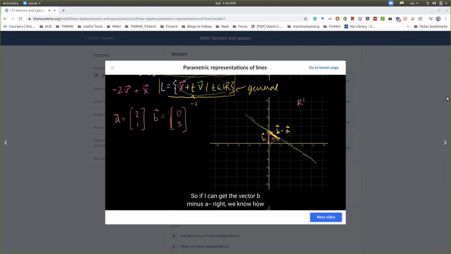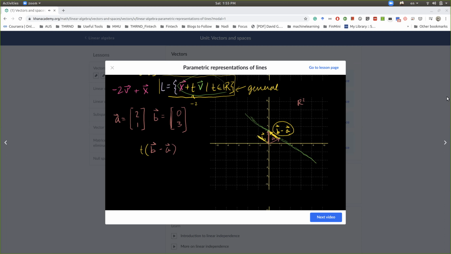So if I can get the vector B minus A, and we know how to do that, we just subtract the vectors and then multiply by any scalar, then we're going to get any point along that line. We have to be careful. So what happens if we take t, some scalar, times the vector B minus A? What do we get then? B minus A looks like that, but if we were to draw it in standard form, B minus A would look something like this.